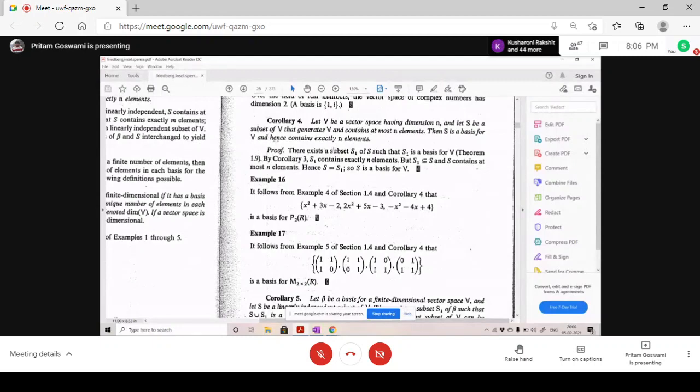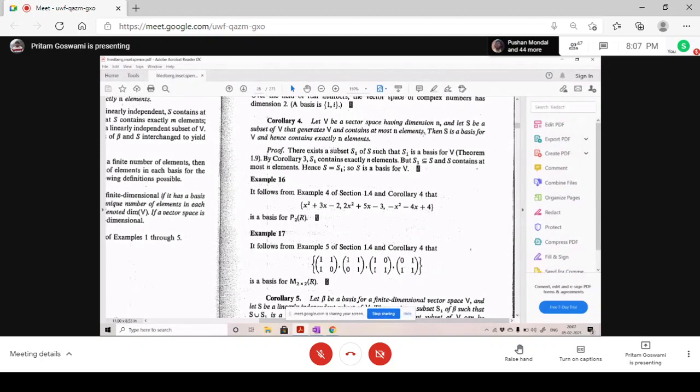And let S be a subset of V that generates V, where V is a vector space with dimension n, and S contains at most n elements. So S doesn't contain more than n elements. Then S is a basis of V, and hence contains exactly n elements. Is it clear?